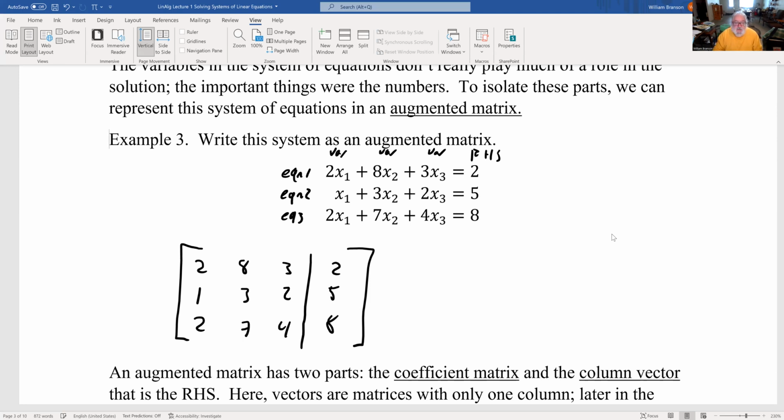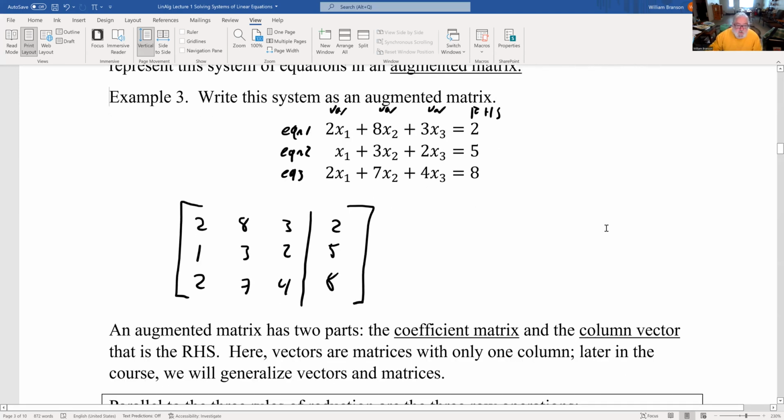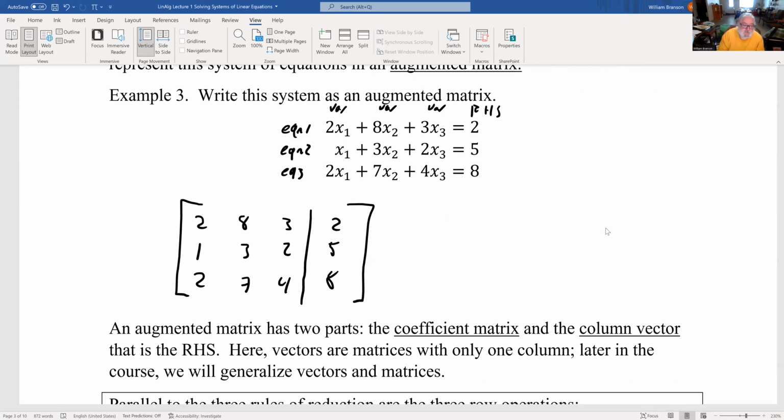So it's the same batch of numbers arranged in the same way. We're just sort of suppressing the x's. So remember that this is the x1 column, this is the x2 column, this is the x3 column. 2, 1, 2, those are the coefficients on x1, 8, 3, 7, coefficients on x2, 3, 2, 4, coefficients on x3. And then this row is equation 1, equation 2, equation 3, a little bar, and then the right-hand side.